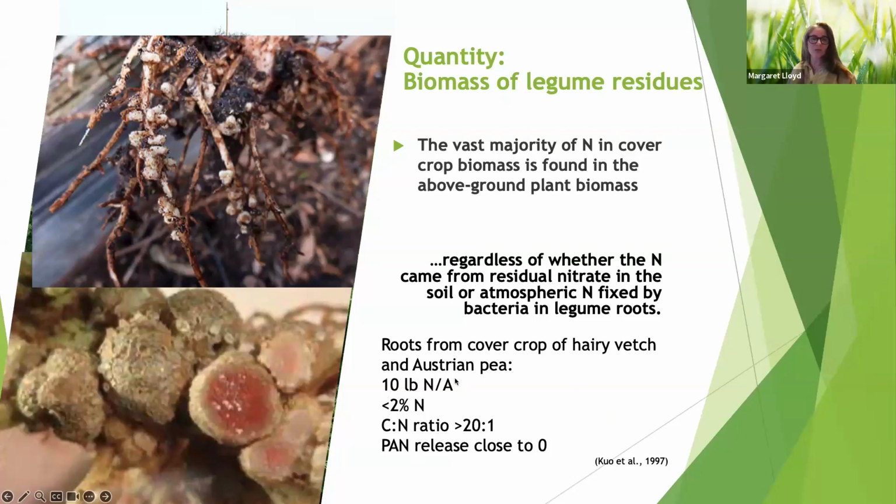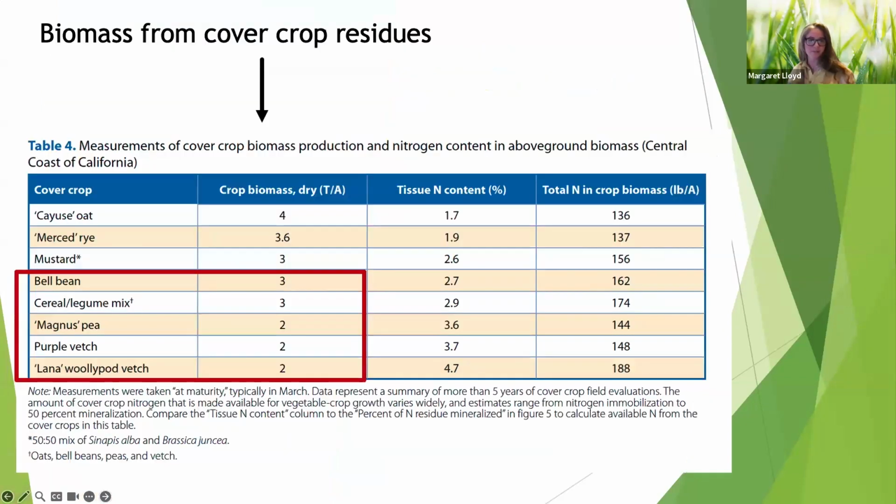And in one study, they found that the roots from the cover crop of hairy vetch and Austrian pea had about 10 pounds of nitrogen per acre, and less than 2% of it was nitrogen. And the C to N ratio was greater than 20:1. And so the roots themselves were not a major source of nitrogen. Rather, it was the above ground biomass where that nitrogen was invested.